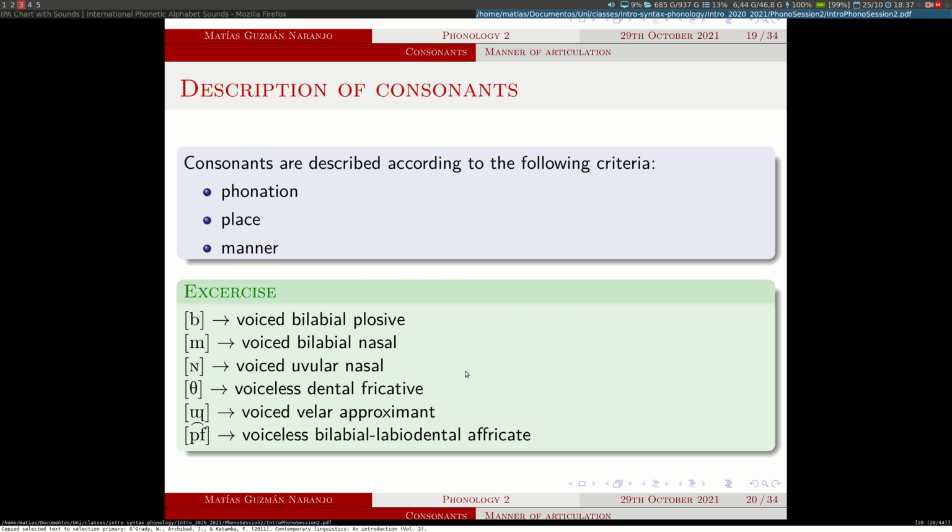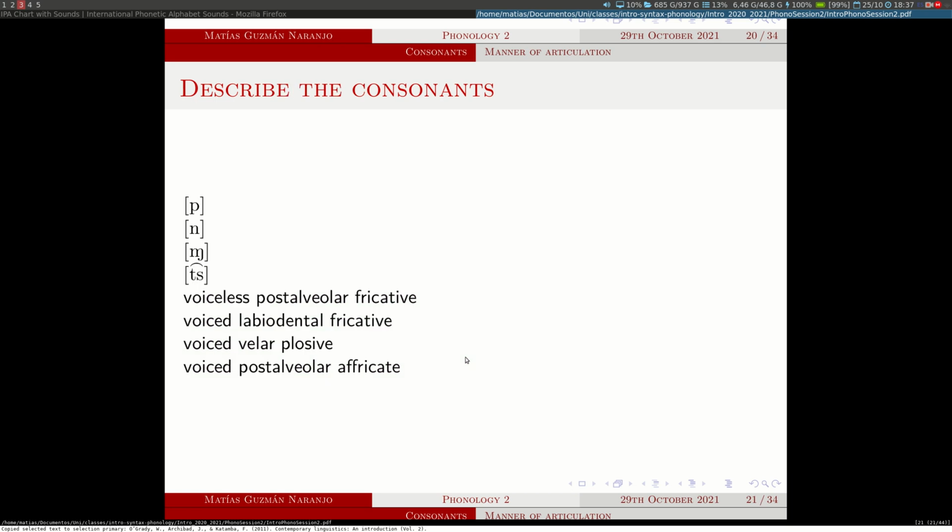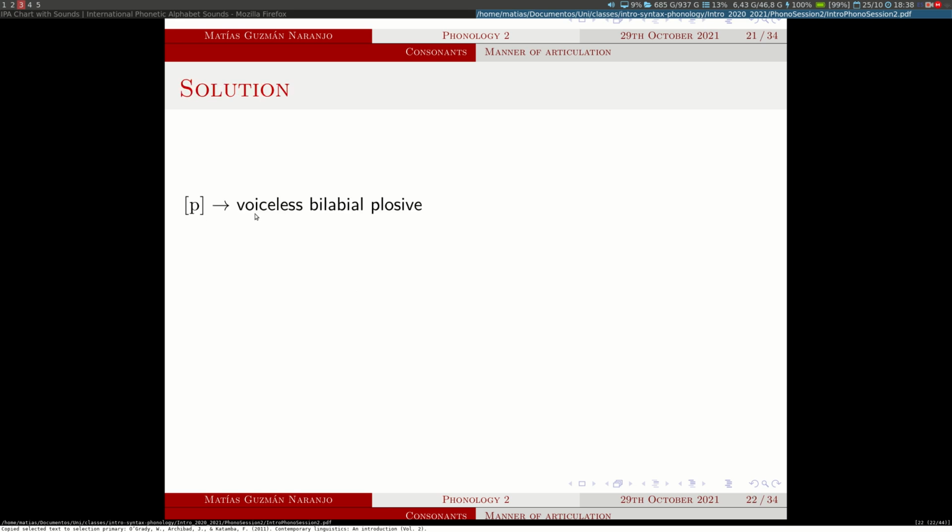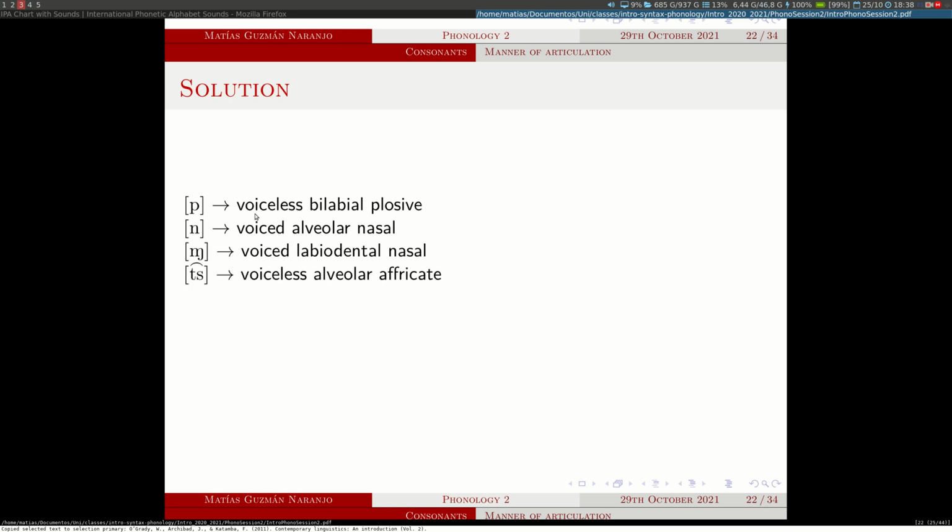And this will be an exercise for the exam, so you should practice this. Here's an example you can practice, pneumonia, and then the other way around. We can give you a description of the sound, and you have to figure out what the symbol is. So in this case, that's a voiceless bilabial plosive. It's a P. That's a voiced alveolar nasal. That's a voiced labiodental nasal. That's a voiced alveolar affricate.